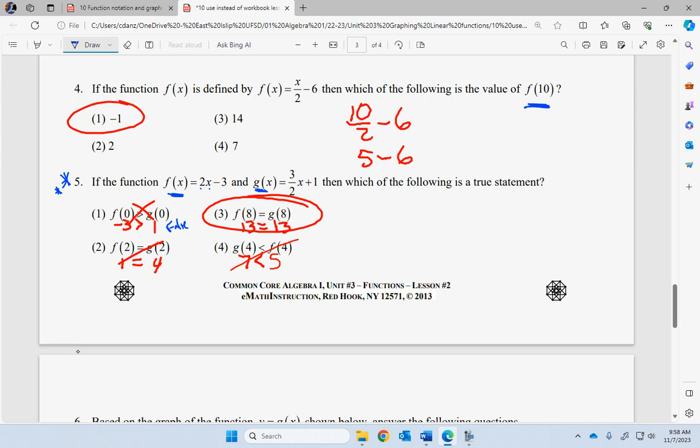So I did that for each one. I substituted in a 2 for function f and g, and 1 does not equal 4, so it's not choice 2. If we look at choice 4, I substituted in a 4 for both function f and g, and it would say that 7 is less than 5, which is false. So finally, we look at choice 3. When you substitute in an 8, you get 13 for both of them, so that's why it's choice 3.